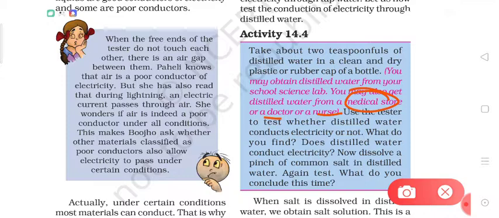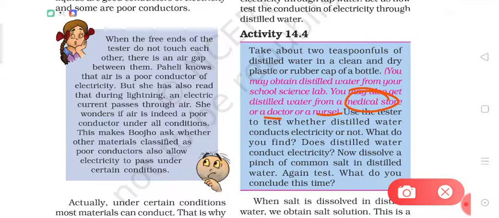We will repeat the same activity with the distilled water, and you will find that distilled water does not conduct electricity, meaning it is a poor conductor of electricity. Right, distilled water is a poor conductor of electricity. You will find this fact.